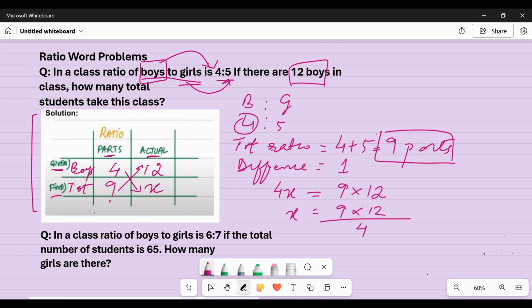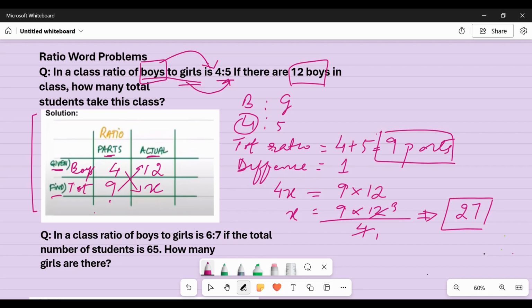Now simplify 4 with 12, and we are left with 9 times 3, which gives you 27. So the x value is 27. And what is x here? Yes, students, what is x? x is the number of total students, right? So the total number of students in this question 1 is 27.